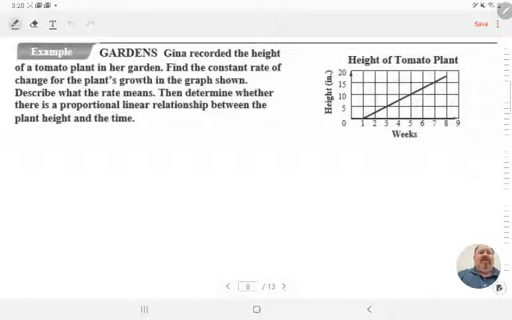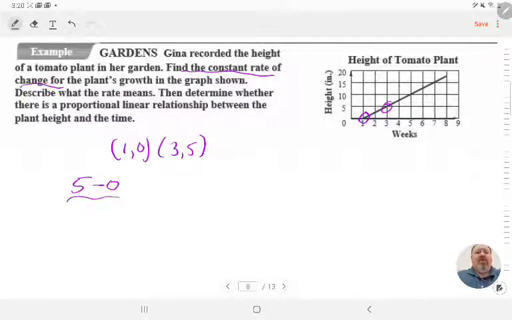So Gina recorded the height of a tomato plant in her garden. Find the constant rate of change of the plant shown in the growth chart. All we need to do is pick 2 points. So we could pick that point, 1, 0, and the other one, 3, 5. So I would have 5 minus 0 over 3 minus 1. That would be 5 over 2, or 2.5.